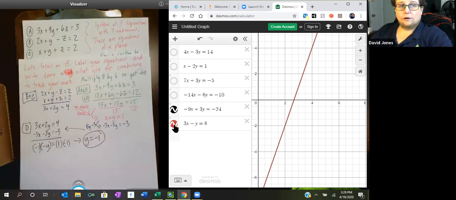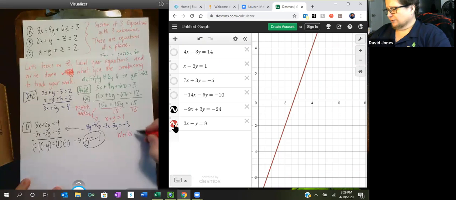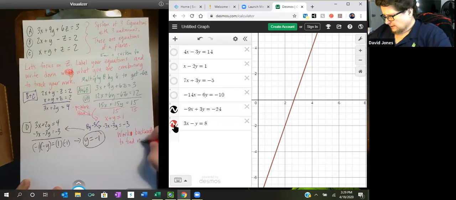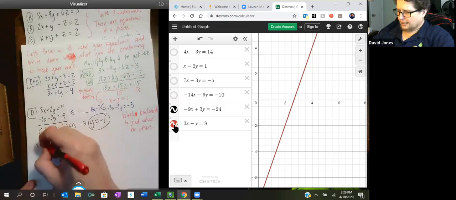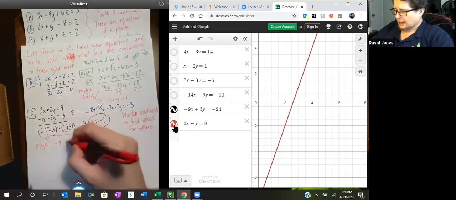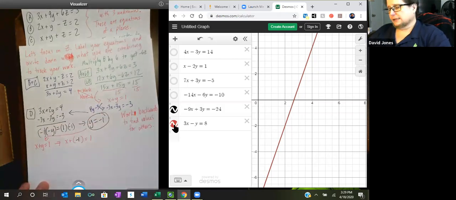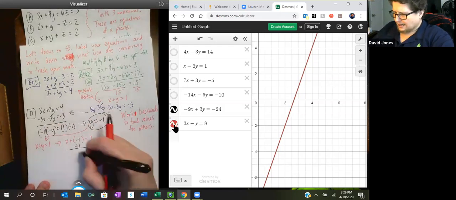Okay, now work backwards to find values for the other variables. I had x plus y equals 1. I'm going to plug that in, and I get x plus negative 1 equals 1. I'll add 1 to both sides, and I get x equals 2.